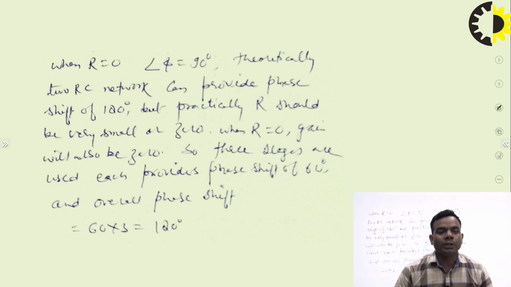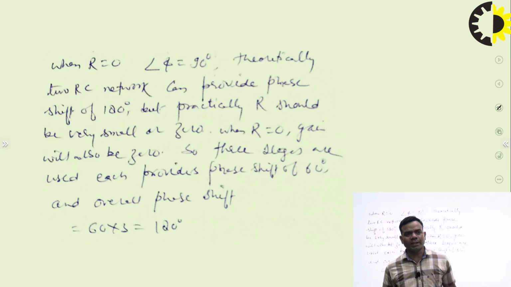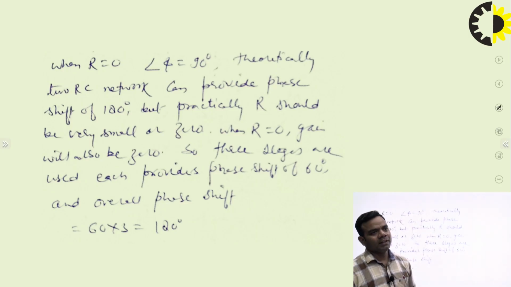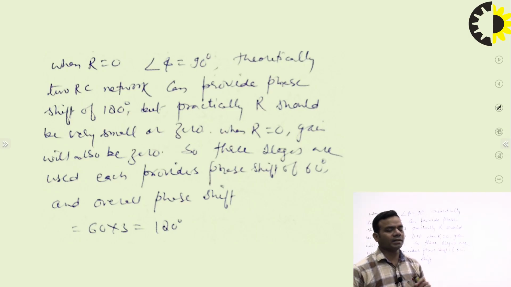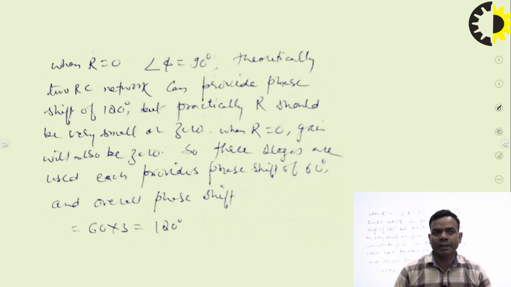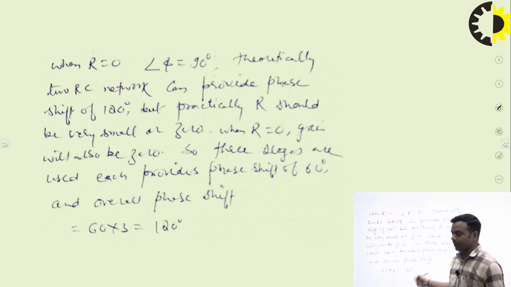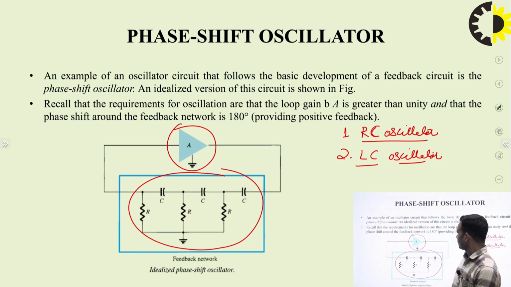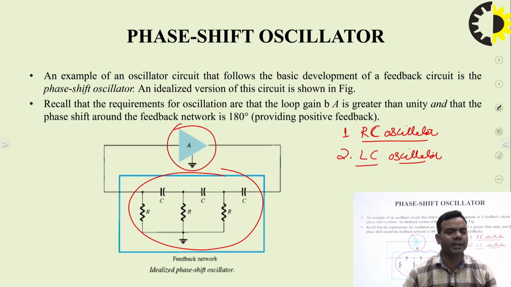You may wonder why I am talking about 180 degree, and where this concept came from. Actually, you will use an amplifier, either BJT or MOSFET, and in common emitter and common source configurations, they will provide a phase shift of 180 degree. Then the extra 180 degree we need to obtain from this feedback network. That's why I'm talking about 180 degree.